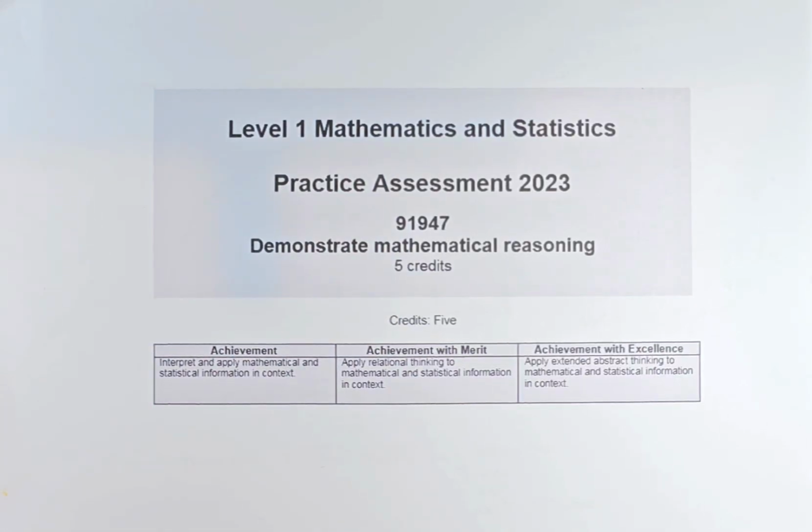Good day and welcome to question 2C of the 2023 practice assessment of the exam paper Demonstrate Mathematical Reasoning, paper number 91947. This is worth 5 credits, and without further ado, let's do question 2C, which is an excellence question.